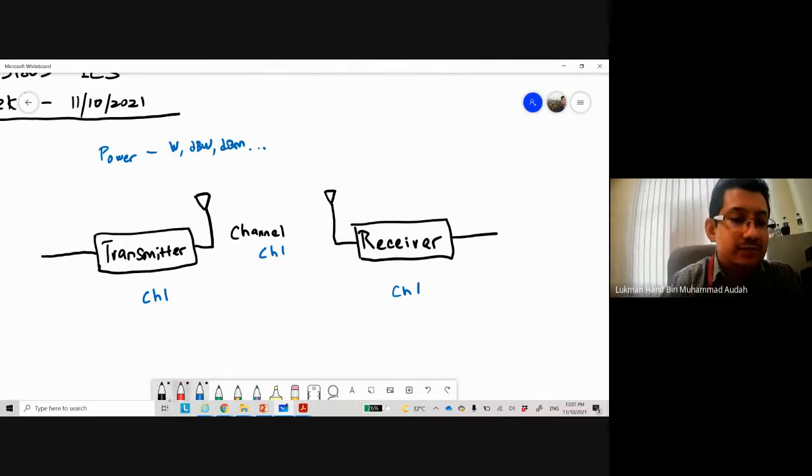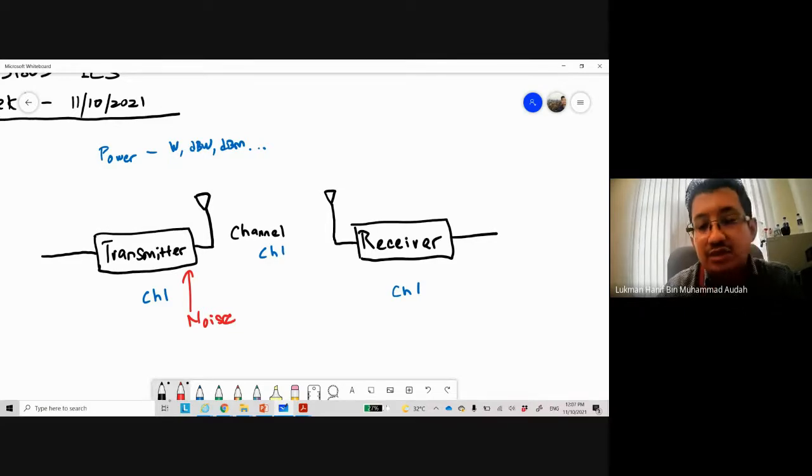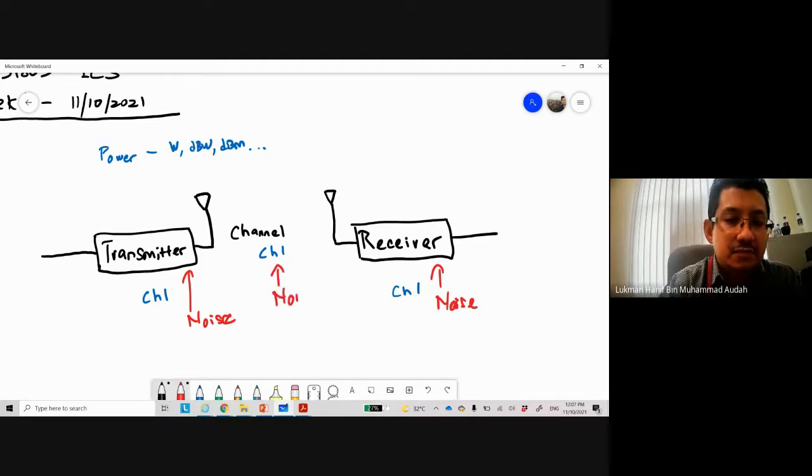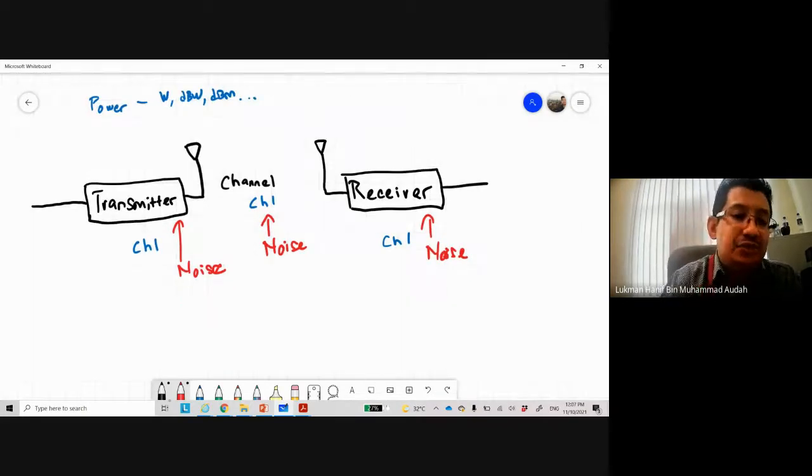So noise, it can be in the system. Okay, it can be in the transmitter. It can be in the receiver, inside the receiver. Okay, it can be inside the channel. Okay, so noise sama ada internal noise produced by the system, transmitter or receiver, and it can also be external noise which produced in the channel. Okay, so ini akan dipelajari pada chapter 2.